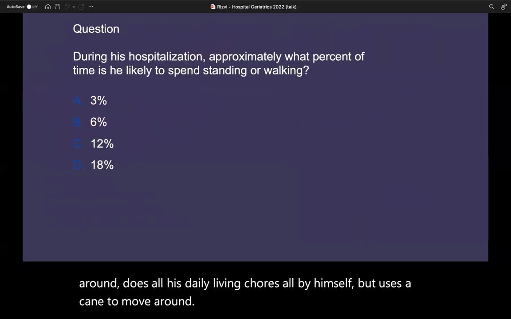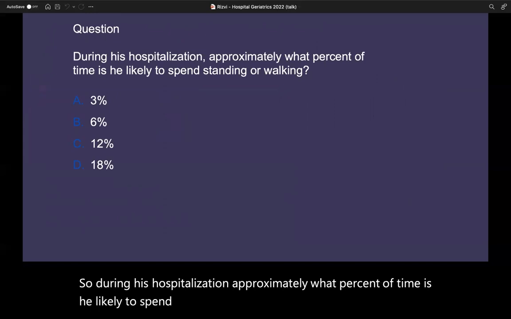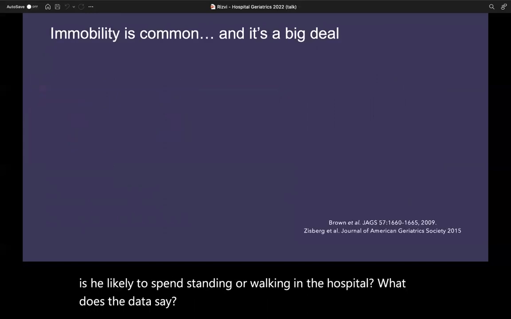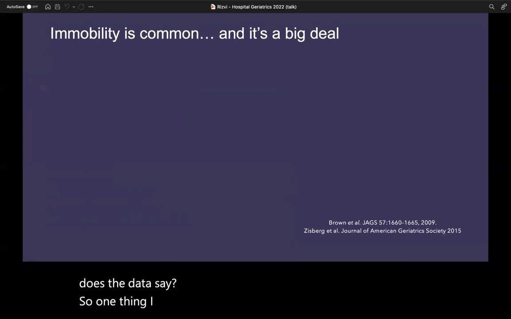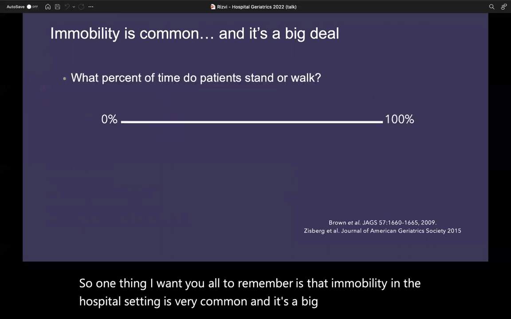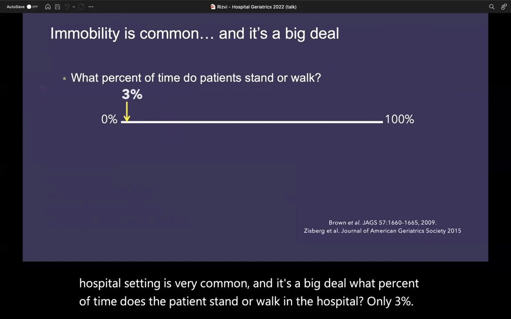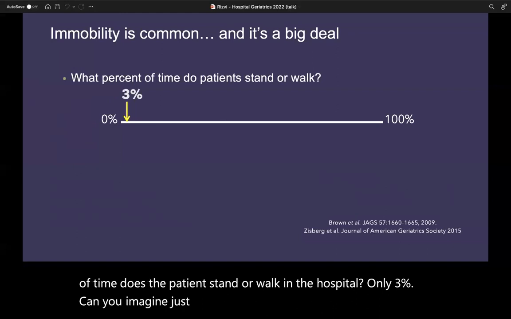So during his hospitalization, approximately what % of time is he likely to spend standing or walking in the hospital? What does the data say? So one thing I want you all to remember is that immobility in the hospital setting is very common, and it's a big deal. What % of time does the patient stand or walk in the hospital? Only 3%. Can you imagine? Just 3% of the time they're getting up and walking around.